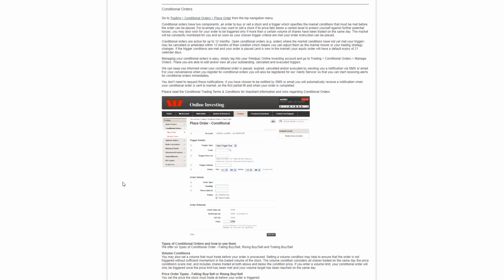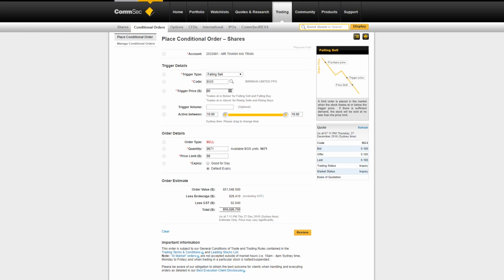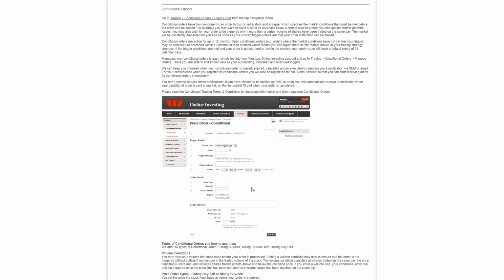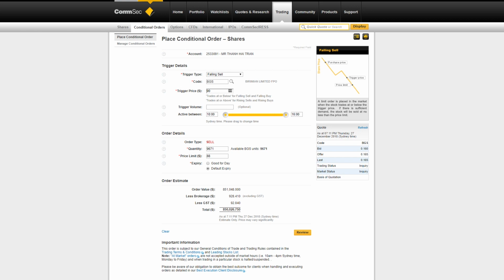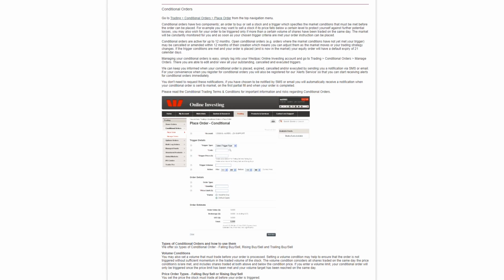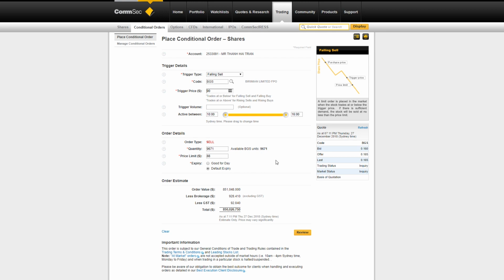I don't have the Westpac trading platform, but this is essentially the same thing. You'd go into trading, then go under conditional orders, place order, select trigger type, and that would be a falling sell as well. And again, the two figures you'll have are your trigger price, and then your price limit, the minimum you're willing to sell the shares at. And that's basically it. You hit review and you confirm.